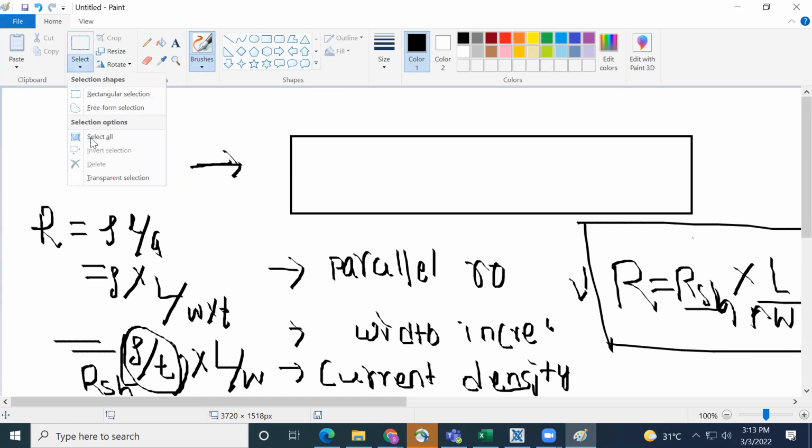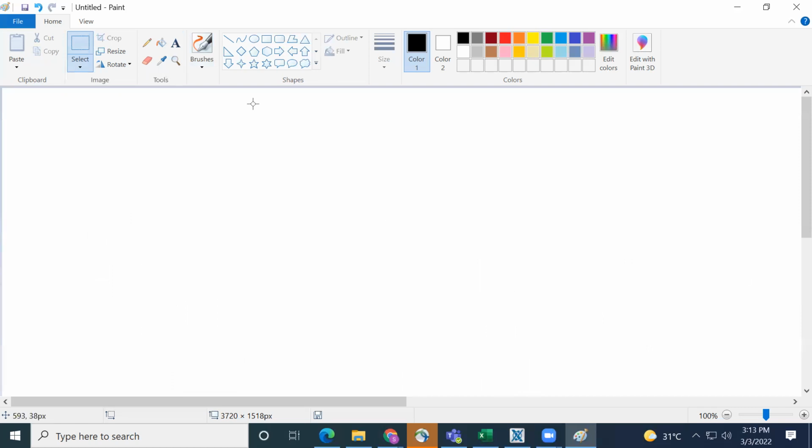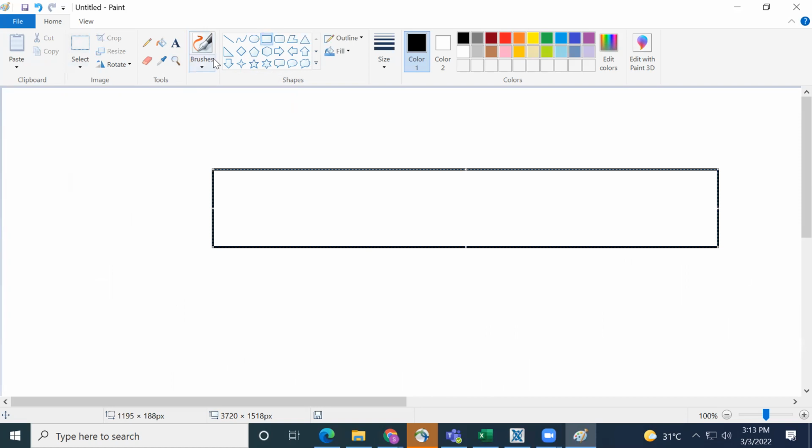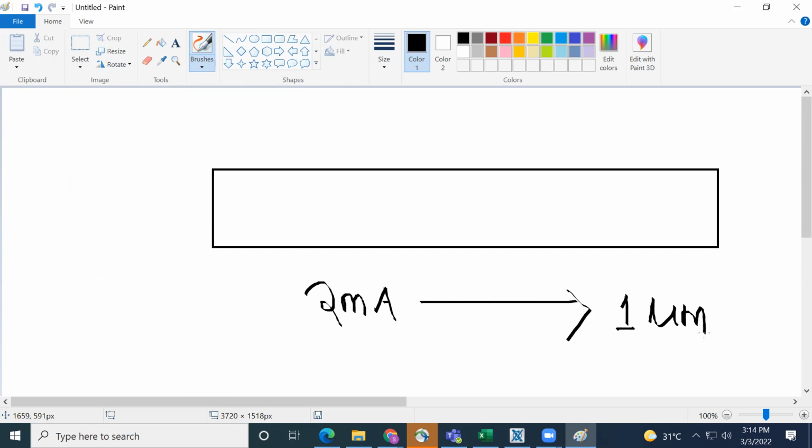Okay, so don't be in a hurry. Just attend the interview. Even if you don't know, you can tell this: parallel routing, width increase, current density. Current density means, as per your width, for this technology you can assume 2 milliampere current for 1 micrometer width. You can tell this in the interview.